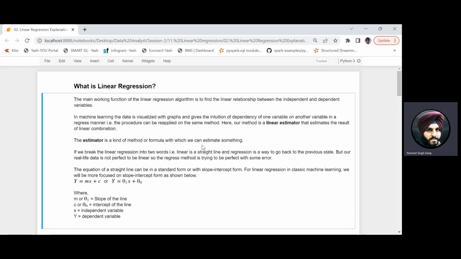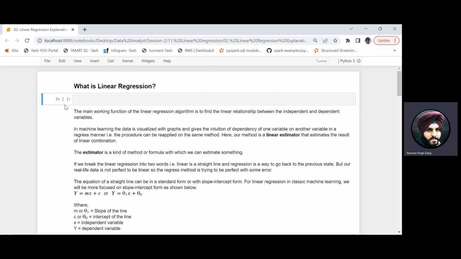So linear regression is the algorithm that is to find the linear relationship between the independent and the dependent variables. Now you might be thinking, what are independent and the dependent variables? So if I take an example, let's say you want to predict the price of the houses. And if you think logically, what are the parameters that could affect the price of the houses?